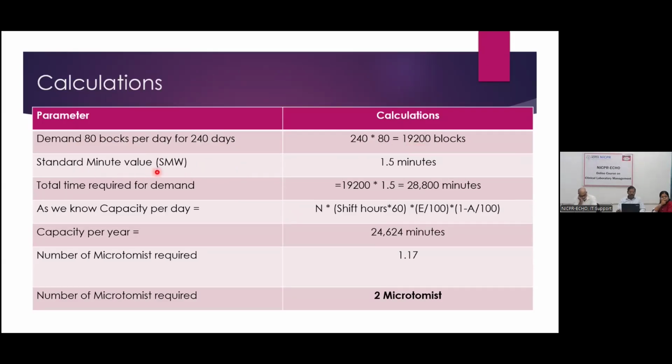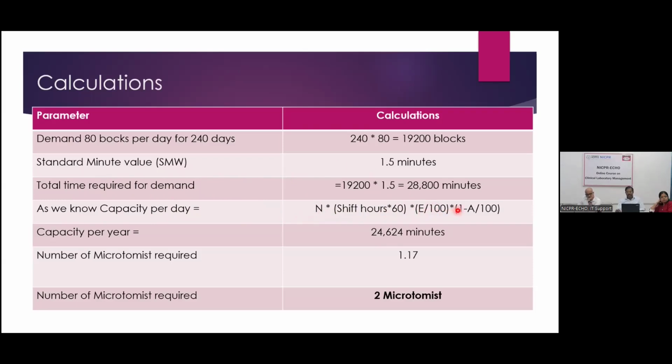And the standard minute value here was 1.5 minutes. So the total time required for fulfillment of demand was 28,800 minutes. And our capacity per day, the formula is number of workers multiplied by shift hours multiplied by 60 for minutes multiplied by efficiency in terms of fraction. So it will be divided by 100.